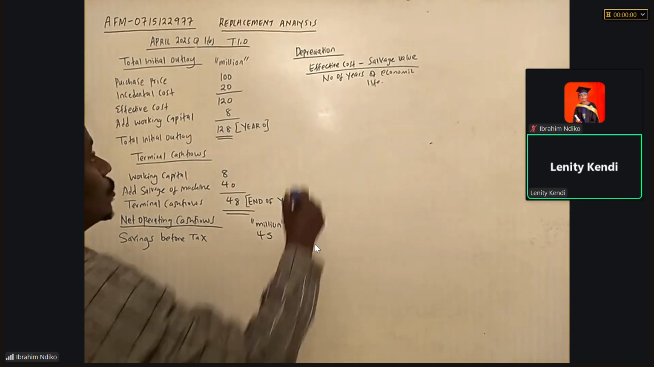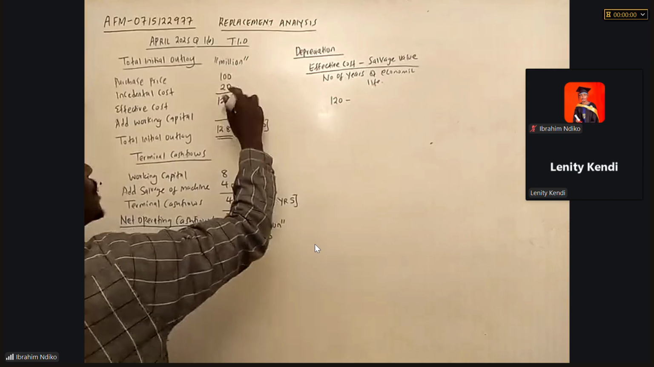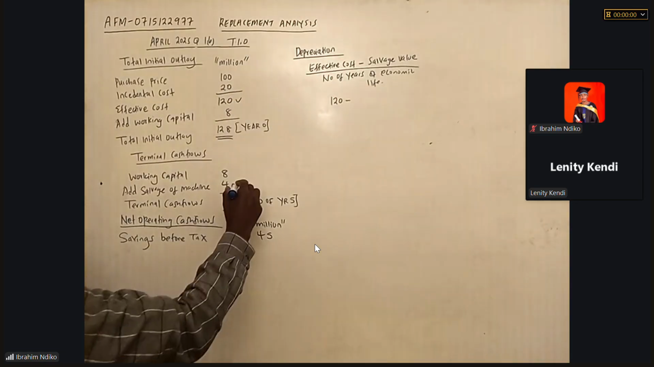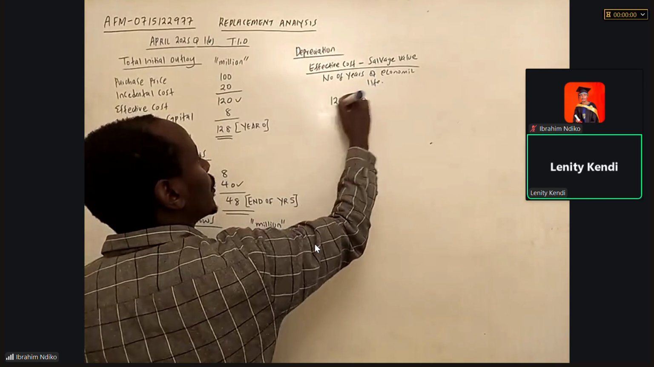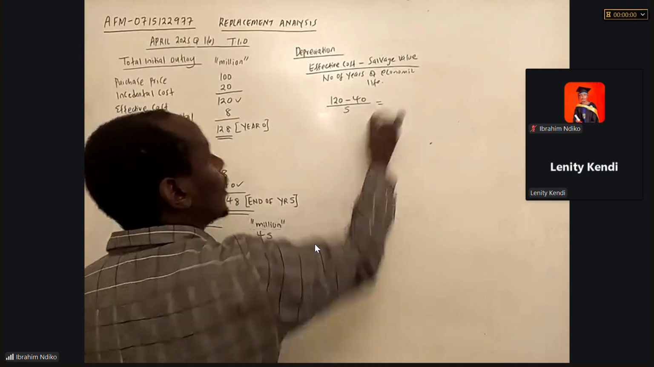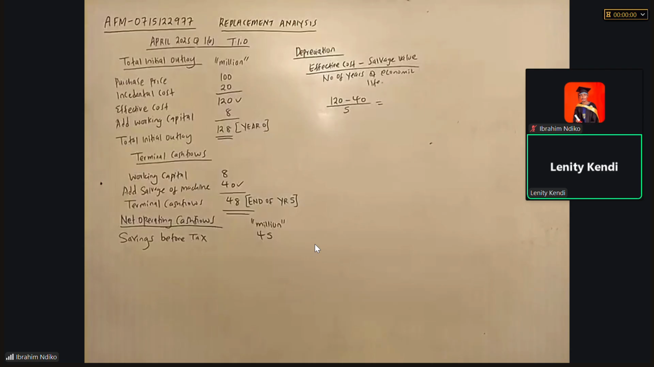Yes. So effective cost is 120. Our salvage value was 40. And then it was for how many years? 5 years. What would be the depreciation? So 120 minus 40 over 5, it's 16. Yes, 16.